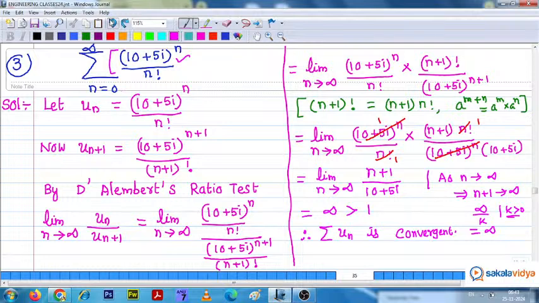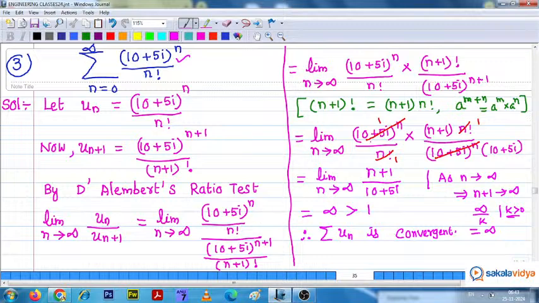Now, let un is equal to (10 plus πi) whole to the power of n by n factorial. Now, un plus 1 is (10 plus πi) whole to the power of n plus 1 by (n plus 1) factorial. By D'Alembert's ratio test, limit n tends to infinity un by un plus 1 is equal to limit n tends to infinity (10 plus πi) whole to the power of n by n factorial divided by (10 plus πi) whole to the power of n plus 1 by (n plus 1) factorial.